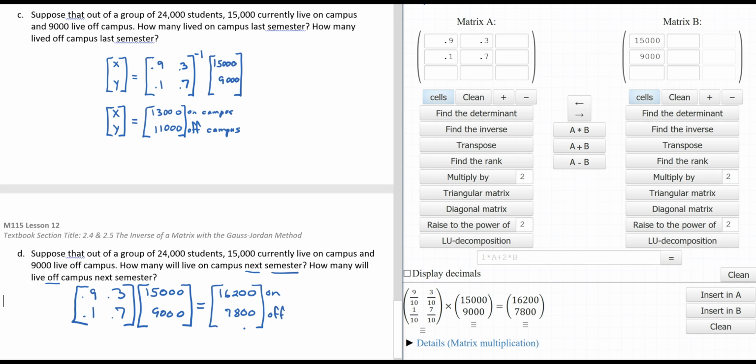In Math Excel, they can ask a question at the very end that actually blends problem C and problem D that I've presented. So be careful with how they are asking the question and make sure that you're looking at, is it last semester or is it next semester that they're looking for, and also if they are looking for on-campus or off-campus students.